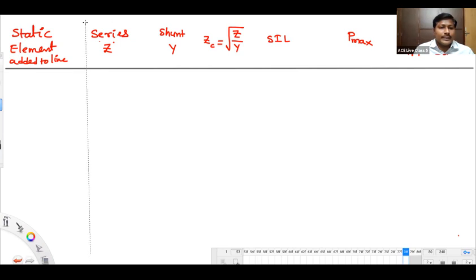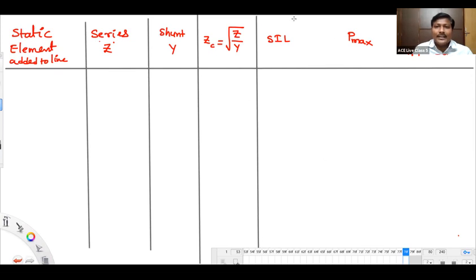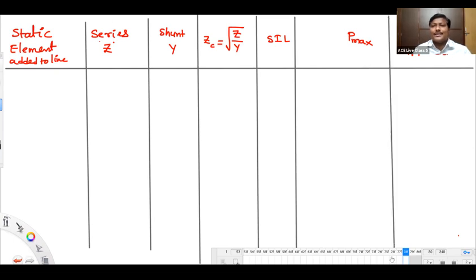So first we should say what happens to series impedance. Is it increasing or decreasing or no change? What happens to shunt admittance? What will happen to ZC, SIL, and P maximum? Increasing, decreasing, no change. That's it. And then finally, practical application. Let's write the devices. First one, shunt capacitor bank.